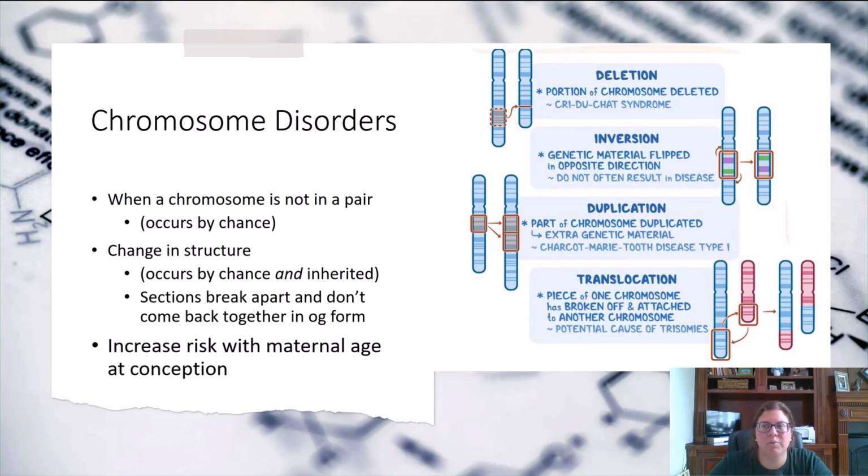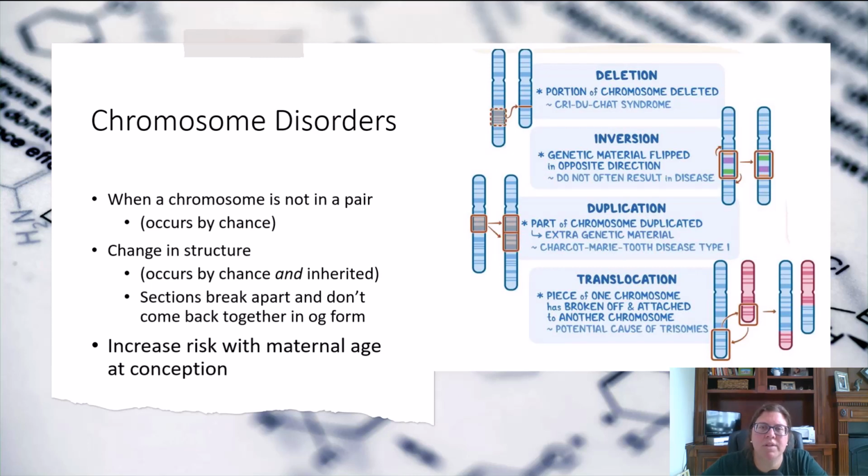Deletion occurs when a portion of the chromosome is deleted out completely. Inversion occurs when the genetic information is essentially flipped in the opposite direction. Duplication is when a portion of the chromosomal material is repeated. And translocation is when a piece or pieces of a chromosome break off and attach to another chromosome completely.